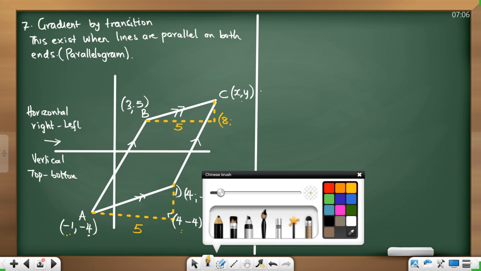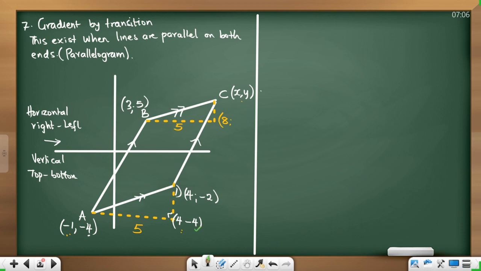Now let's look at the y movement. What is my y here? My y here is -4. And the y here is what? -2. So how did I move from -4 to -2? Top minus bottom. -2 minus -4 gives me 2. So this is 2 units. The distance between A and D vertically is 2 units. I must also move 2 units.